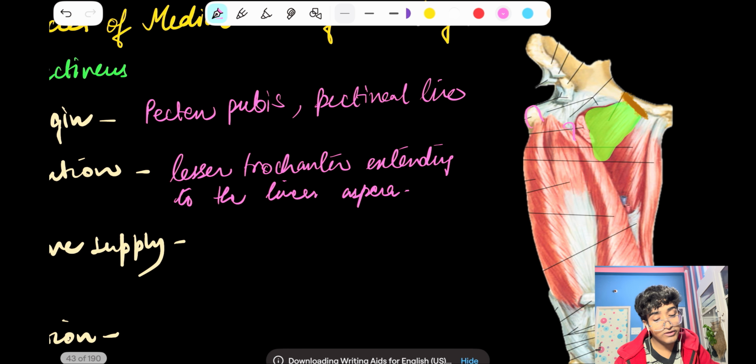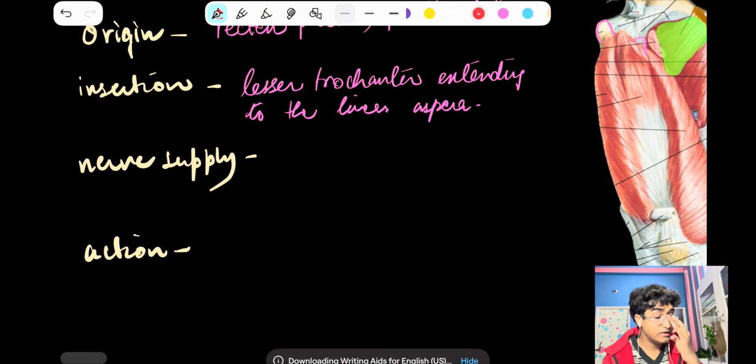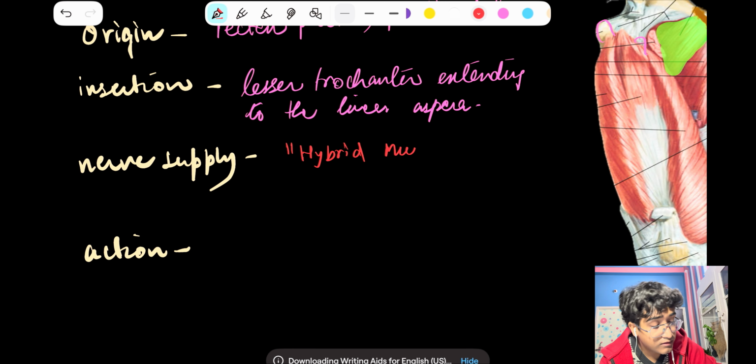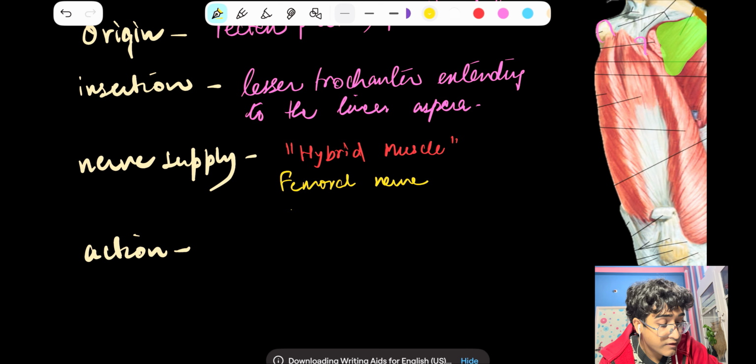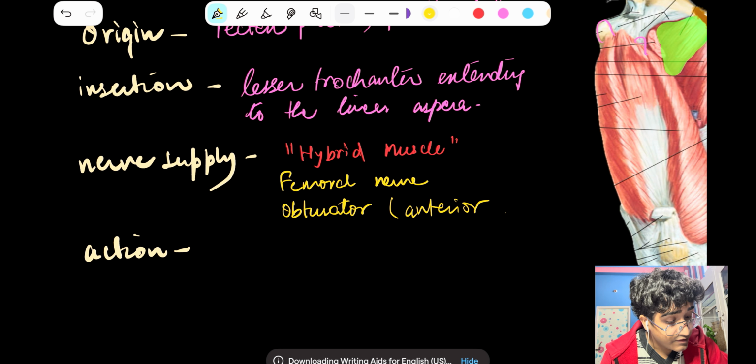Nerve supply. Now coming to the nerve supply, it is supplied by dual nerves, so we can say it is a hybrid muscle because it is supplied by dual nerves. It is supplied by the femoral nerve as well as the obturator nerve. When we discuss the obturator nerve in later videos, we'll see that the pectineus muscle is supplied by the anterior division of the obturator nerve.